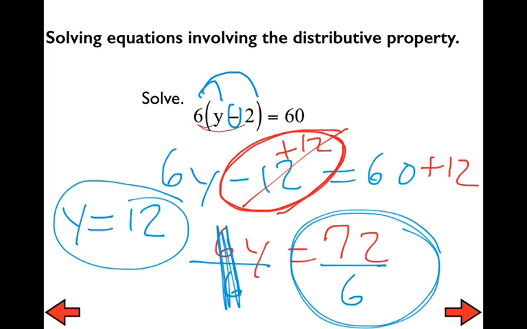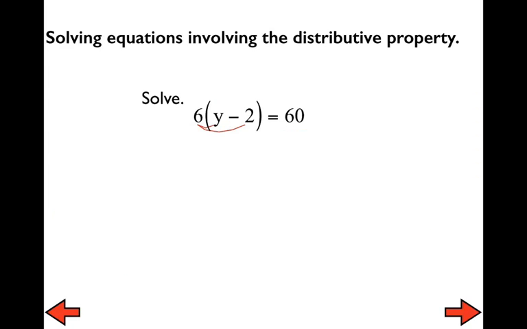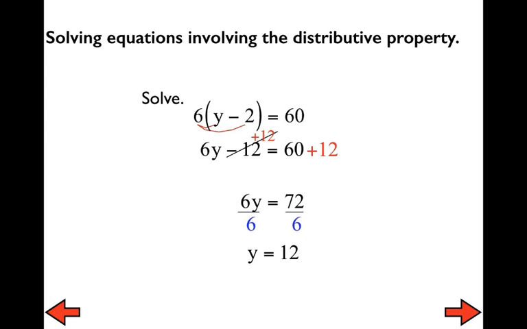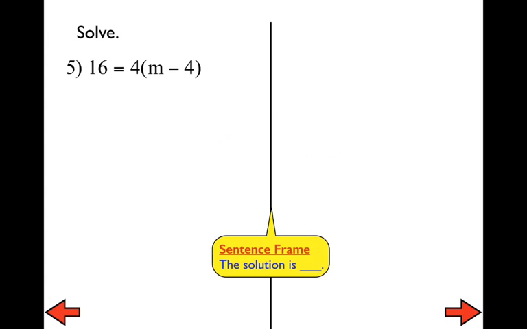All right, so one more time. We use the distributive property. That gives us 6y minus 12 equals 60. We add 12 to both sides. That gives us 6y equals 72. We divide both sides by 6, and we get a solution of y equals 12. Everybody try number 5.